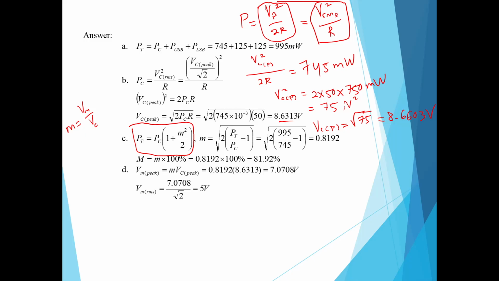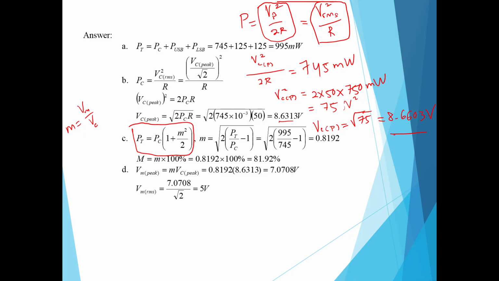So you need to find Vm and Vc. Vc we can find, we already know it from the previous step, which is 8.6603. But we don't know how much Vm is. So Vm can be calculated based on the value of the power of the lower sideband or upper sideband. Either one you can choose, no problem.